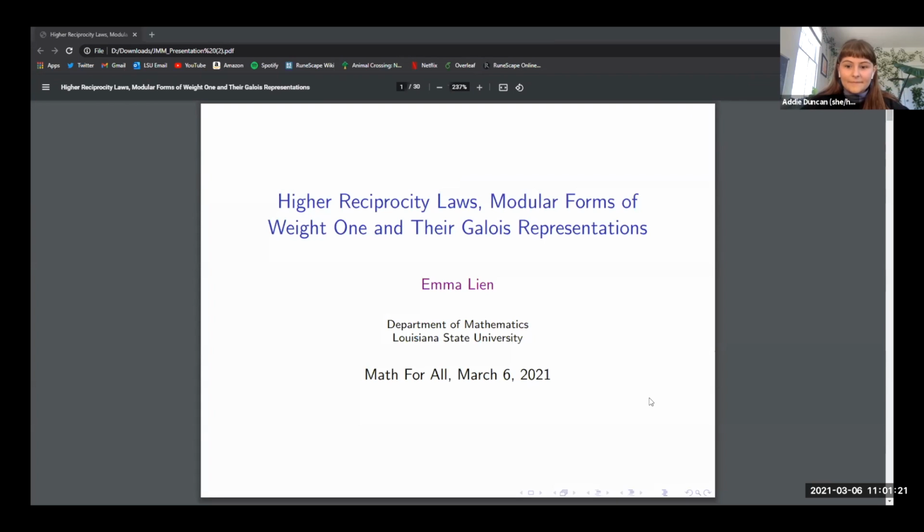So the talk I'm going to be giving today is Higher Reciprocity Laws, Modular Forms of Weight One, and their Galois Representations.